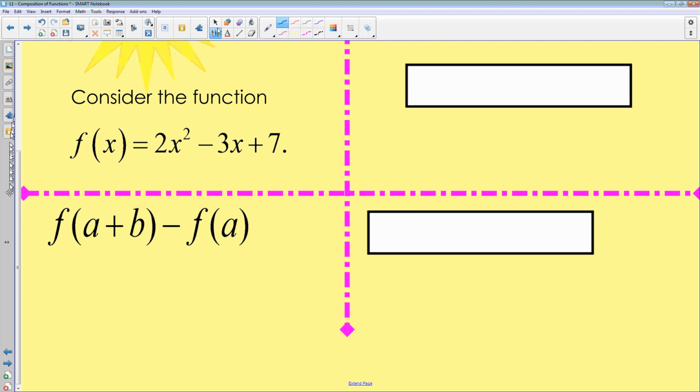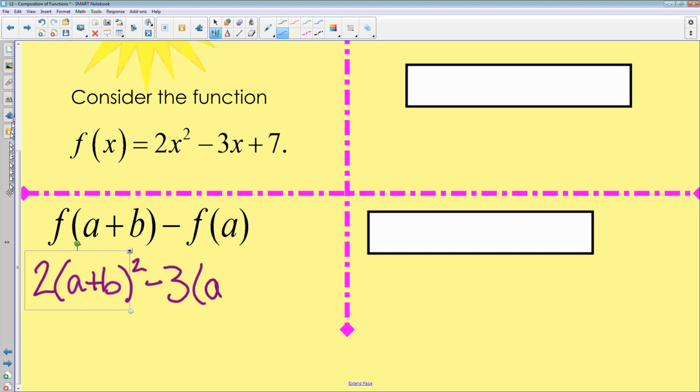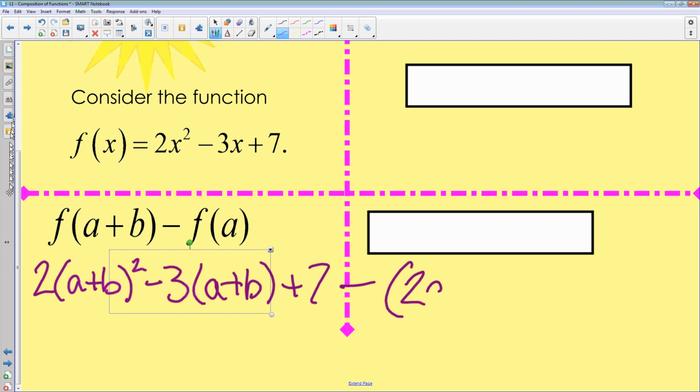So our next one is f of a plus b minus f of a. Now, if you recall, in class, we already figured out what f of a plus b is, but just in case, if you want a refresher, I'm going to do that first in purple. So it's going to be 2 times a plus b whole quantity squared minus 3 times a plus b plus 7. Then the minus f of a is going to be minus this whole quantity. So it's going to be minus 2a squared minus 3a plus 7. So we're subtracting that whole thing.